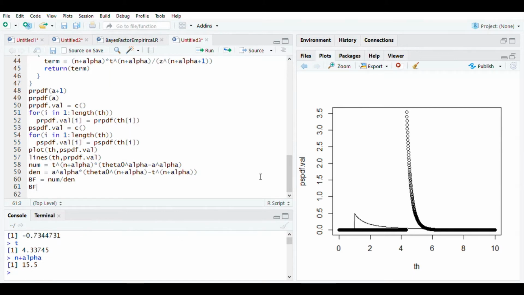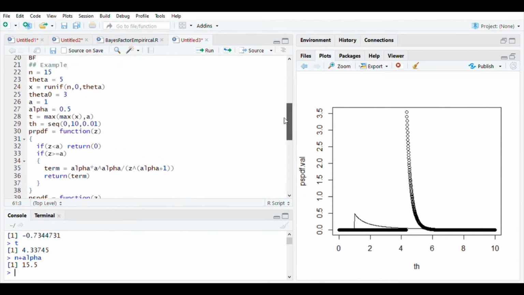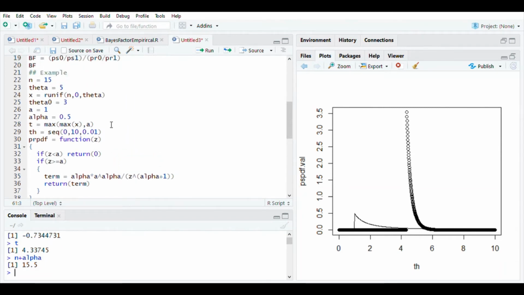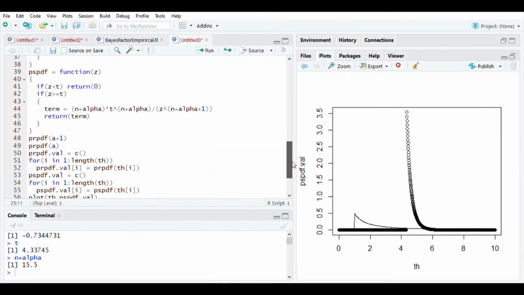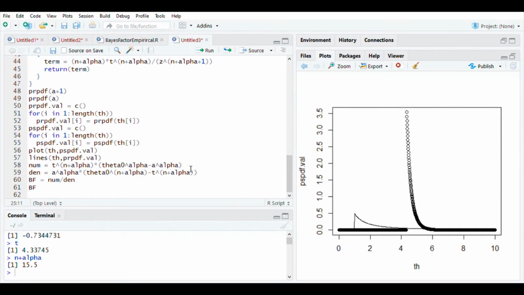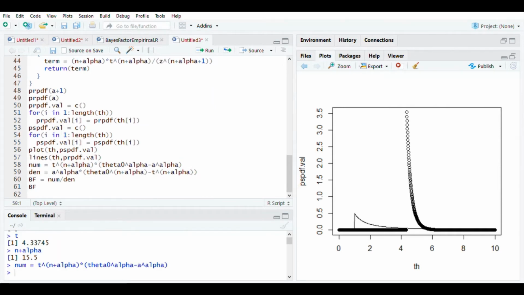So what I have tried to do is generate a sample where H naught is true. So I took theta equal to 5, theta naught is equal to 3. So theta is larger than theta naught. So now let us compute it again. The numerator is t raised to n plus alpha. So let us look at the numerator first. Oh, really large.